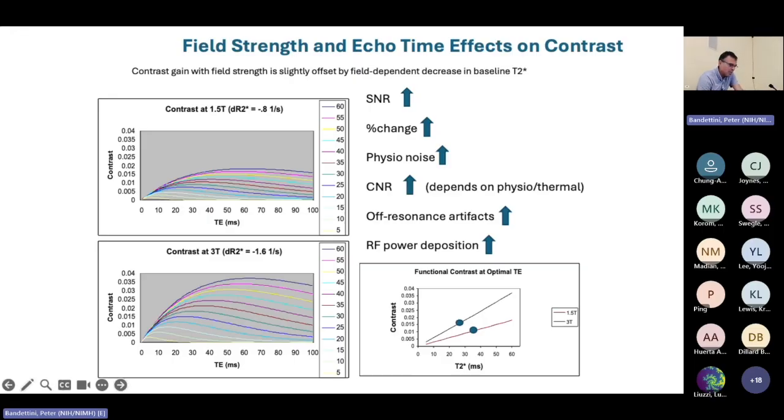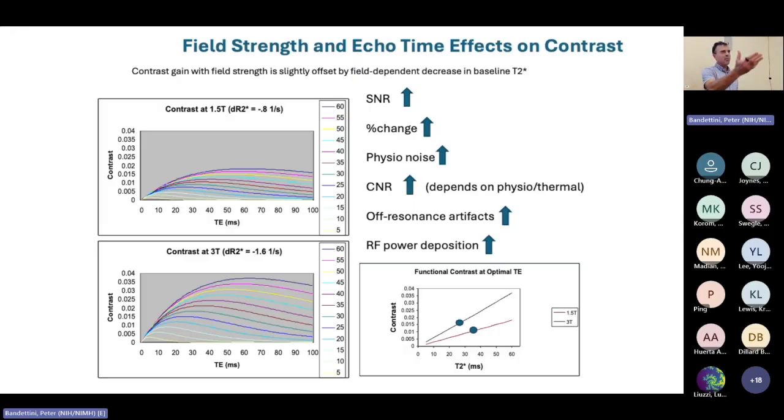So if you just look at these curves right here, this is at 1.5, this is at 3, across essentially different baseline T2 stars. This actually tries to illustrate this point. If you're in an area where the signal is dropped out, where there's a big hole in the brain because of a shimming problem, and if you try imaging there, you don't want to be at a TE of 30 milliseconds.